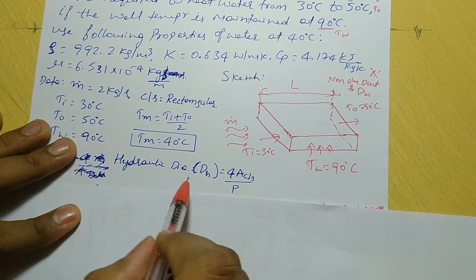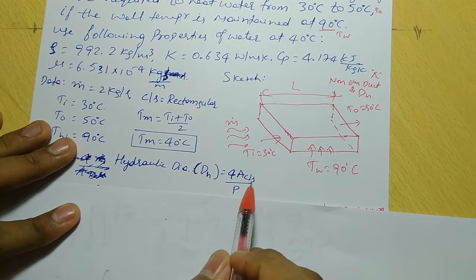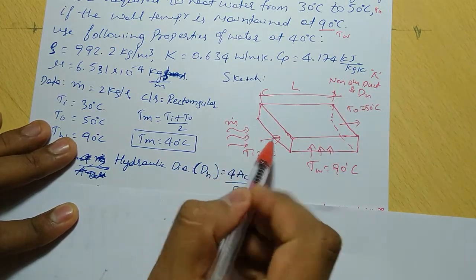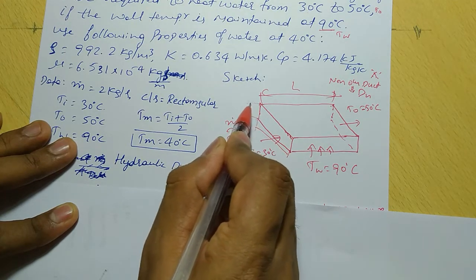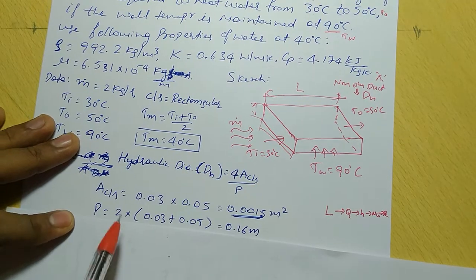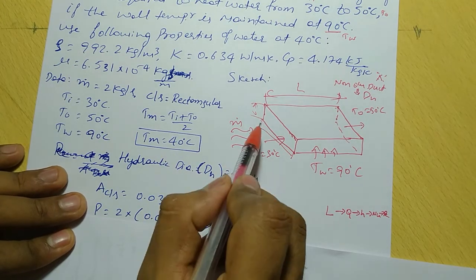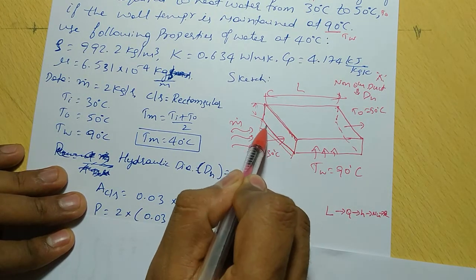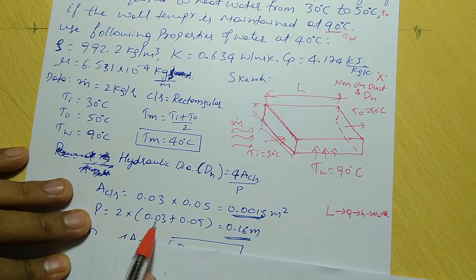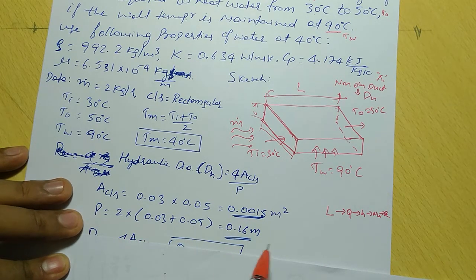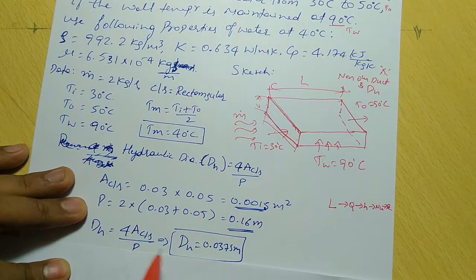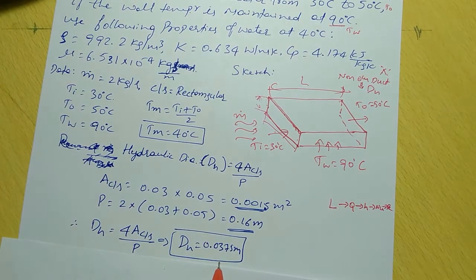Hydraulic diameter, dh, is equal to 4 times cross-sectional area divided by perimeter. What is the cross-sectional area of this one? It is width times height. Width is 50 mm, and height, or thickness, is 30 mm. Find the cross-sectional area. Next is the perimeter. This is the perimeter: 2 times 30 mm plus 2 times 50 mm. So we have obtained the perimeter. Now you substitute the cross-sectional area and perimeter into the hydraulic diameter equation. You obtain 0.0375 as the hydraulic diameter.